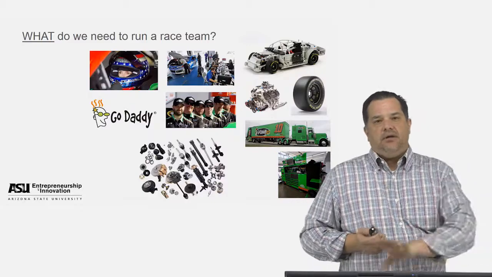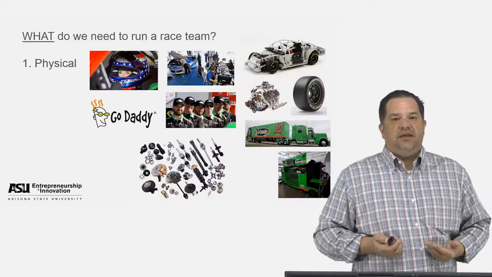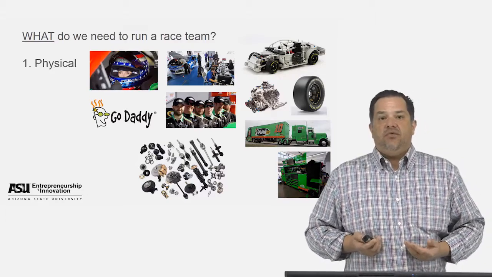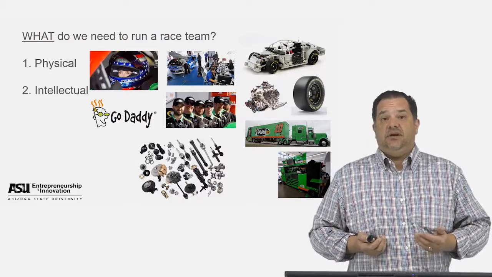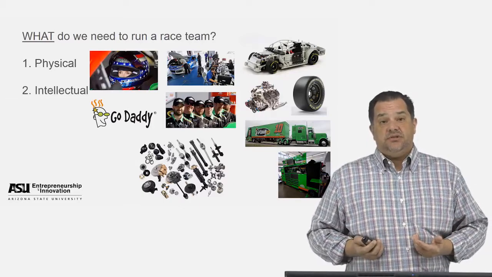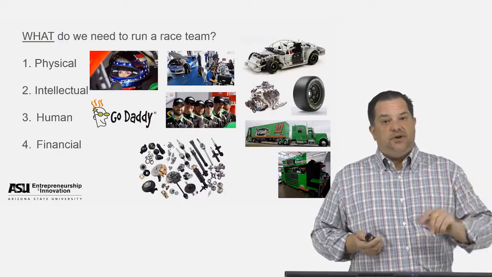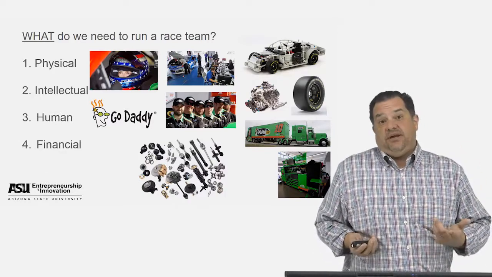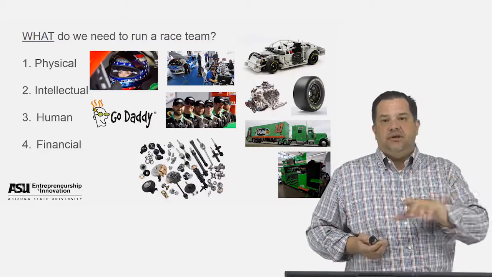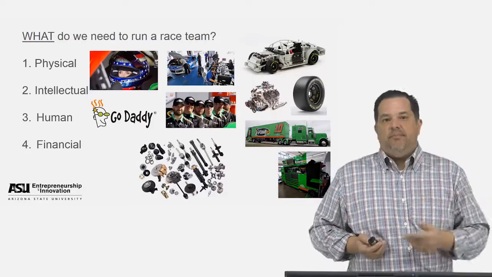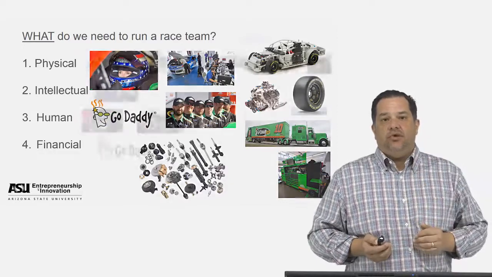And what we found out with a particular race team is that these different things fall into 4 categories. We have physical resources, physical assets. We have intellectual resources. We have human resources. There's that key term there you might think about, human resources. And we have financial resources. So in these 4 categories, all of the things that we listed that are the major items that we need to run a race team fall into these 4 sections.